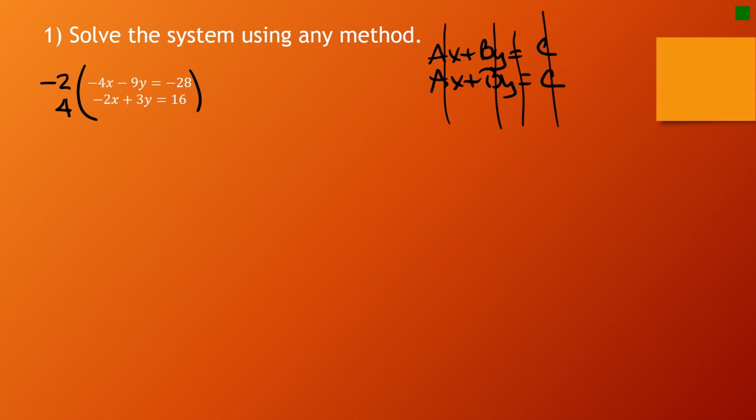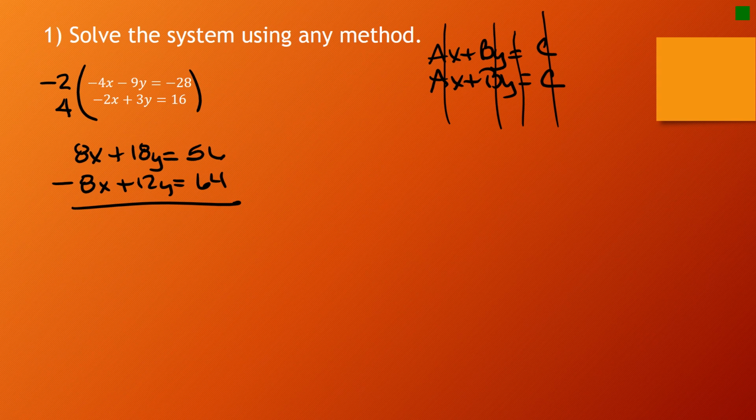Okay, so that gives me 8x plus 18y equals 56, and -8x plus 12y equals 64. Okay, add them up. I get 30y equals 120. Divide by 30. Y is going to equal 4. Now remember, I can put this into any one of those 4 equations right there. I'm going to put it into this one just because that's where I have room.